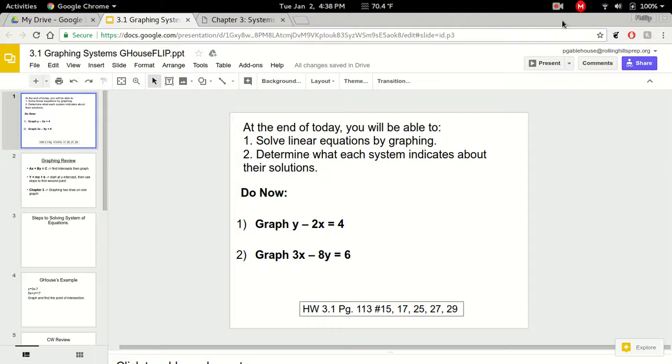Hello everyone. So this is going to be Algebra 2's first flip lesson. We'll be covering graphing systems of equations today.